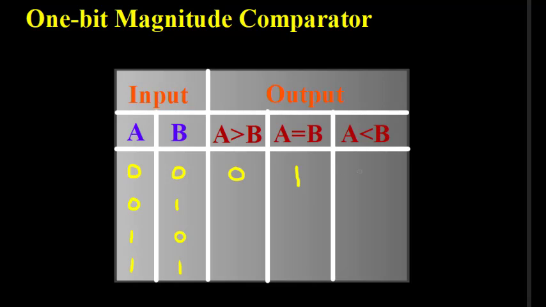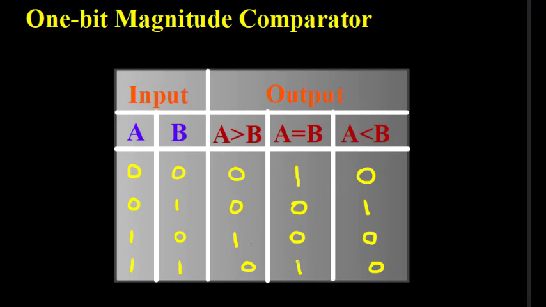So this is 0 0. Now in the next case, A is 0 and B is 1. So A is less than B. This condition becomes true, and the other two conditions become false. Next is A greater than B. This condition becomes true, and the other two become false. Now in the last case, A is equal to B, both are 1 1. So this condition becomes true, and the other two conditions become false.